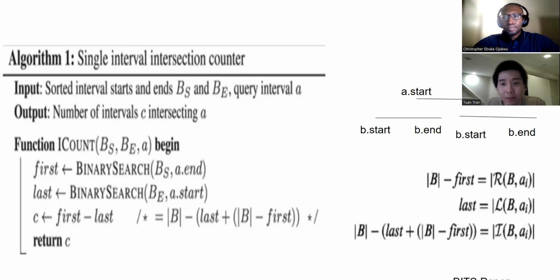Similarly, the elements with indices greater than or equal to the first in BS correspond to the set of intervals in database B that start after A_i ends, aka completely to the right-hand side of A_i. From these two values, we can directly infer the size of the intersections in set I. So using the I count algorithm, we can perform each query independently, which leads to the parallelism property later on.